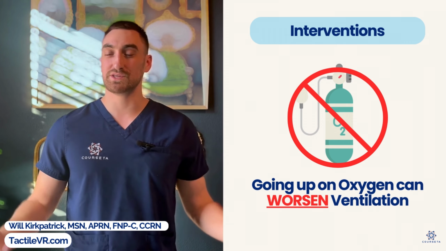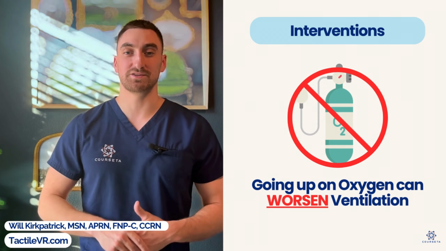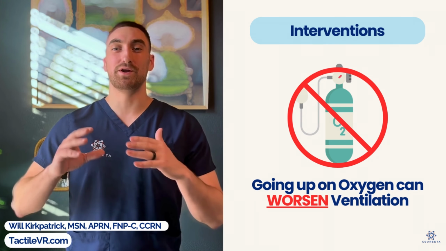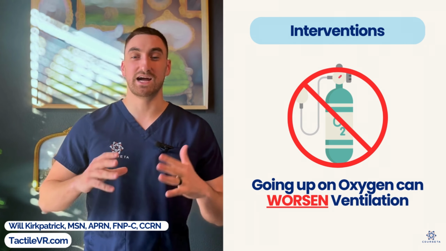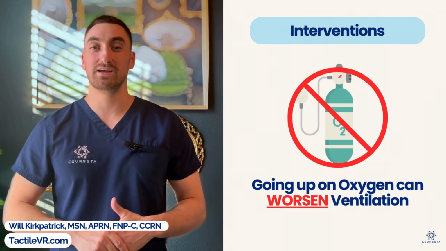What's the number one issue with these patients? It's the ventilation of the lungs. So when they have an answer option like this on your nursing exams, 99.999% of the time, it is not going to be correct if there's an answer option that says increase the oxygen rate 4 to 8 liters per minute.